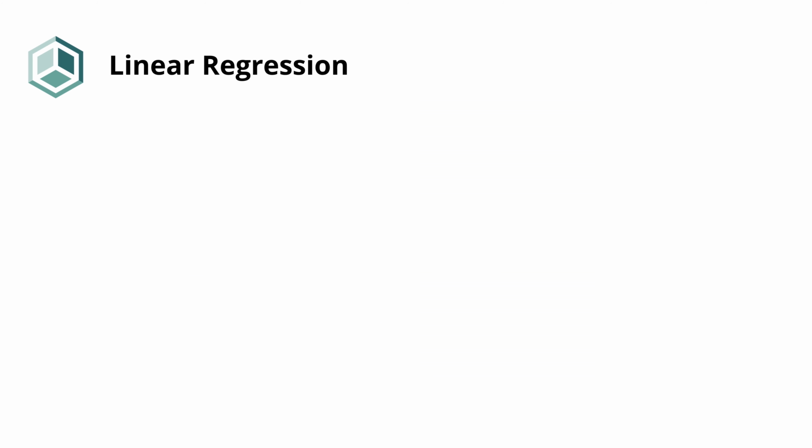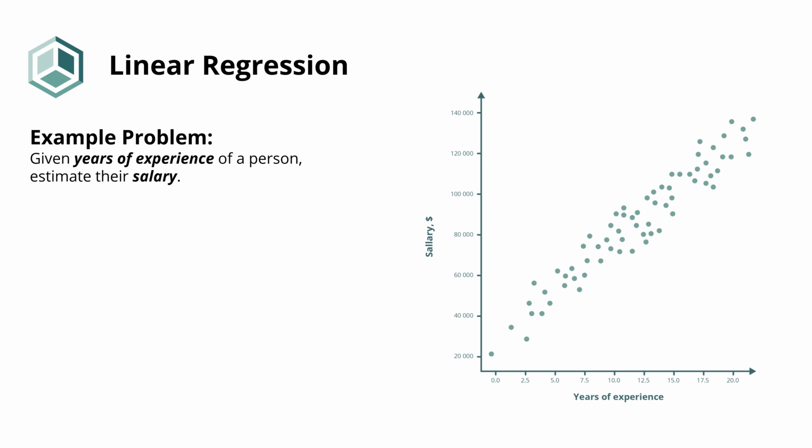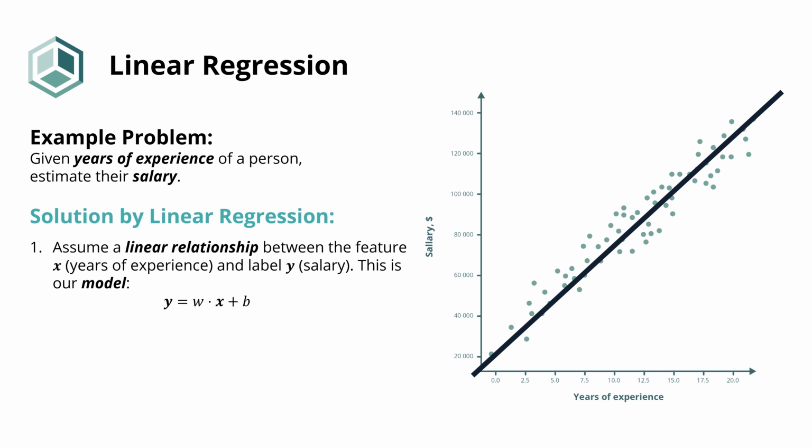As its name suggests, linear regression is made to solve the regression problem. In our example, we have a dataset where each data point represents an individual for whom we know the years of experience, which we take as input, and we want to compute their salary. Given this dataset, which contains many examples of individuals, each defined with two variables, salary and years of experience, a linear regression approach would assume a linear relationship between these two variables. This function, y equals w times x plus b, represents our mathematical model. In this model, x is the input variable, y is the output variable, and w and b are parameters. The learning problem then becomes the search for optimal parameters w and b.